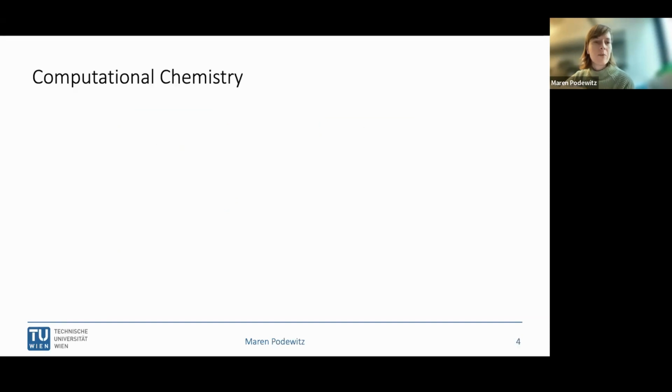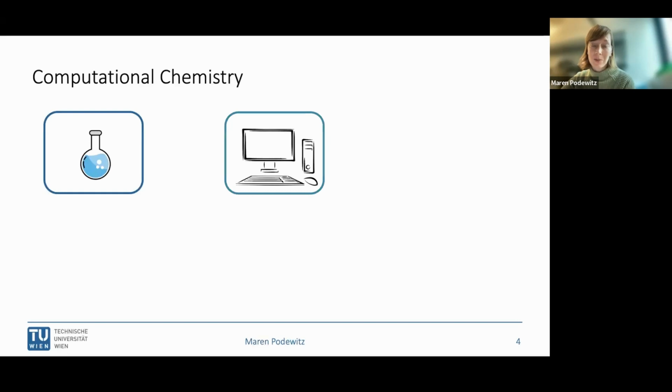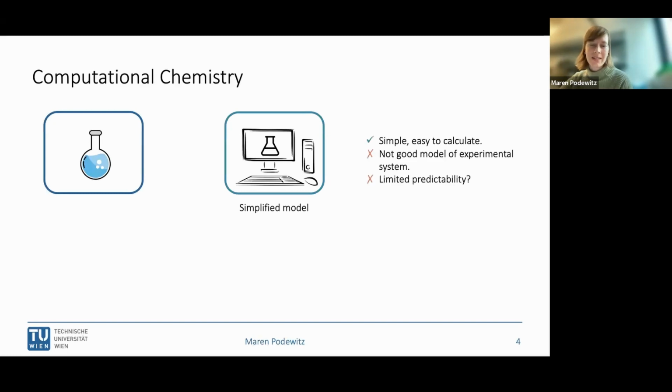When you think about computational chemistry, what a typical computational chemist does, you have a problem that is quite often inspired by experiment. You have an experiment that you want to understand. So this is your experimental reference system. And then you take to the computer, and what we do is calculate a very simplified model system that, hopefully, somewhat resembles the actual system. The beauty of this is that the models we use are very simple and easy to calculate, but it might be that they are not good models of the actual experimental system.